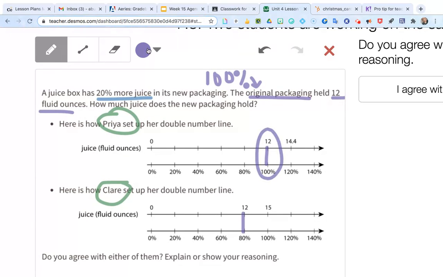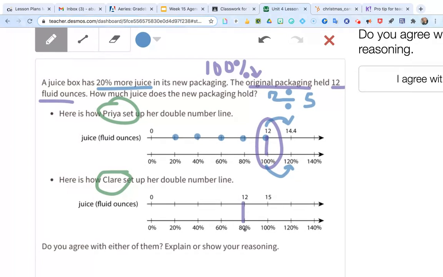And then we were looking for 20% more. So we're trying to go from 100 to 120. And so you just had to cut up your 12 into 1, 2, 3, 4, 5 pieces. And then you'd find that it's 2.4 more. So 12 divided by 5, and you'll get 2.4, so I had to add 2.4 more. Claire accidentally put the 12 with the 80% and then found 20% more. So Priya set it up correctly.